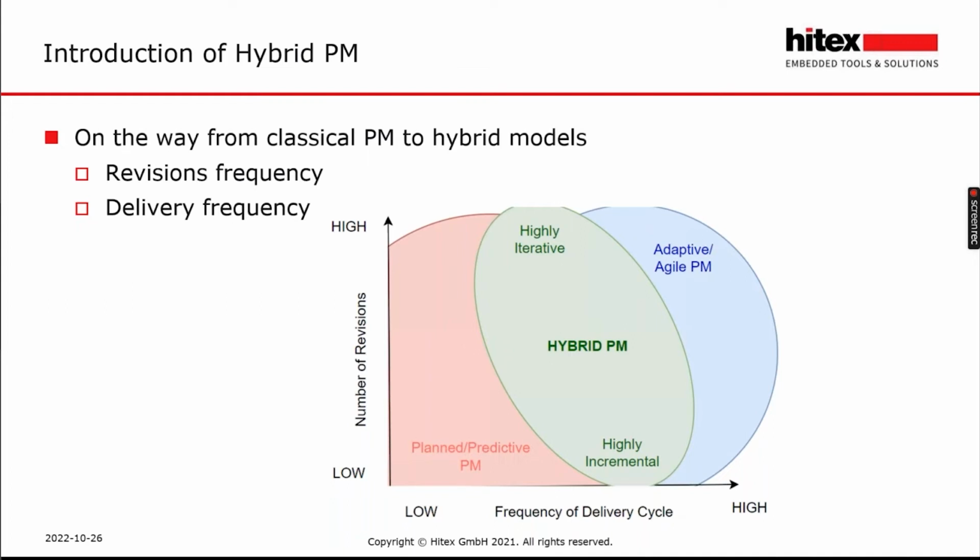But what to do if you need a highly iterative, but at the same time highly incremental project? I propose you use hybrid project management. As you can already see on this slide, it's a combination of adaptive or Agile project management and classical or predictive project management. So with a hybrid approach, you can deliver your product several times to the customer, make a lot of revisions, and be stable and flexible at the same time.